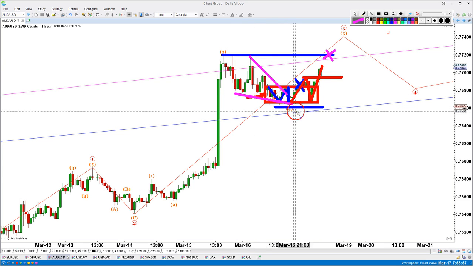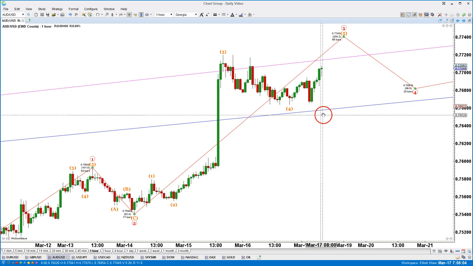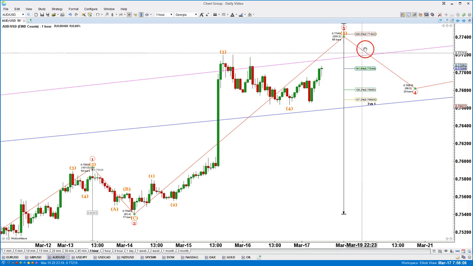And the price now is climbing, so that's the target. If you want more, be careful, but use the Fibonacci levels. So that will be the 77.43. That's the plan for the Aussie.